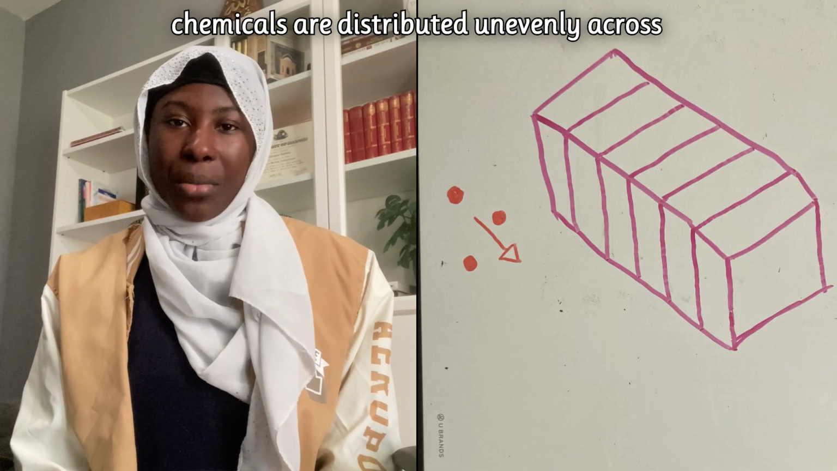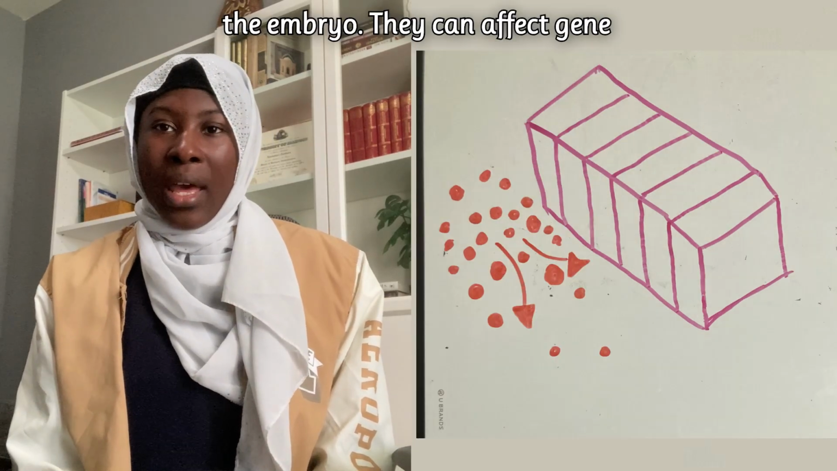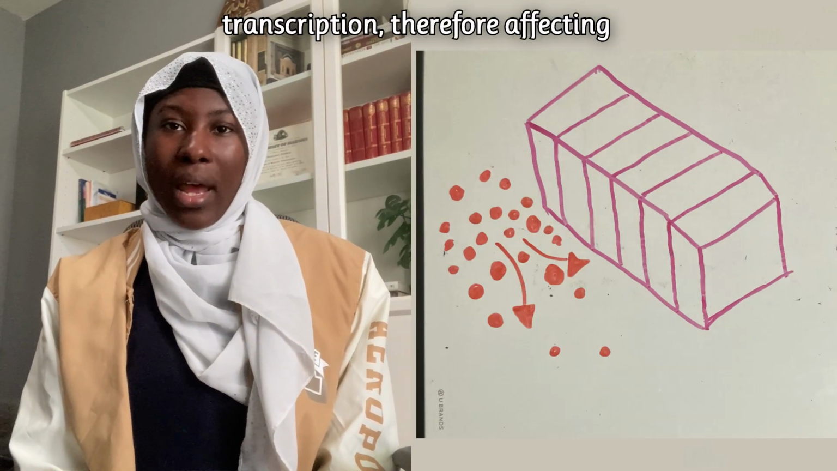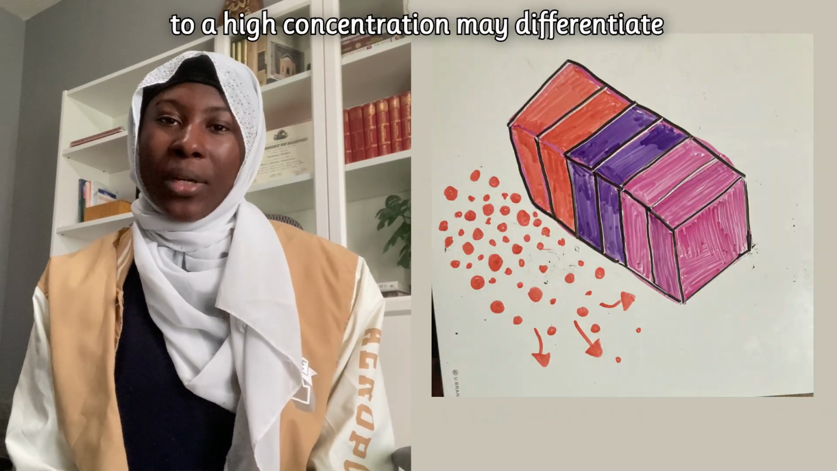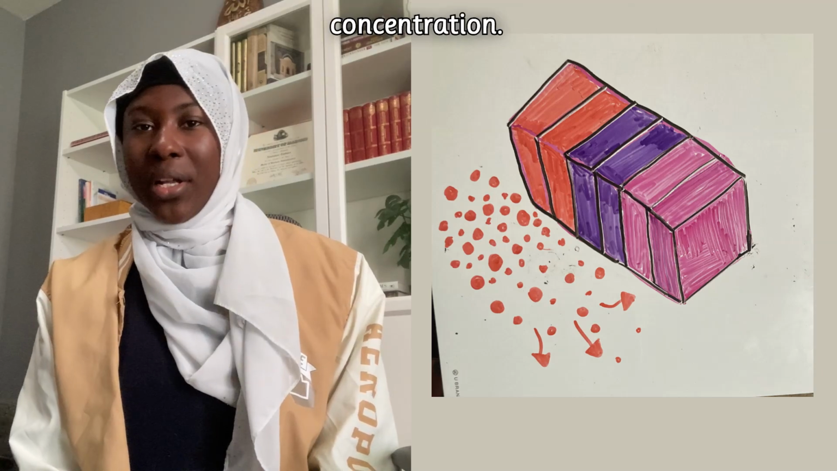Next, morphogenesis is driven by chemicals such as morphogens. These chemicals are distributed unevenly across the embryo. They can affect gene transcription, therefore affecting differentiation. Cells that are exposed to a high concentration may differentiate differently than those exposed to a low concentration.